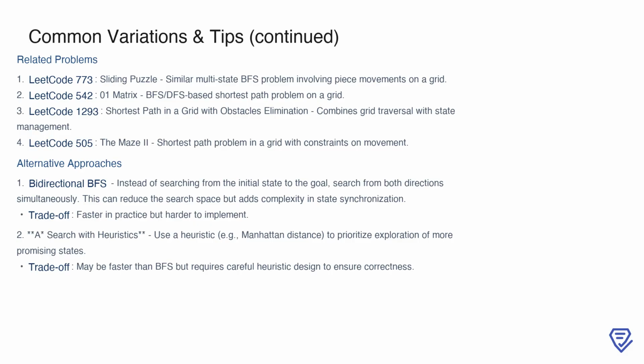In terms of alternative approaches, you might consider using bidirectional BFS. Here, you search from both the initial state and the goal simultaneously, which can significantly reduce the search space. However, this comes with the trade-off of added complexity in synchronizing states between the two search directions. Another option is A* search with heuristics, such as the Manhattan distance, to prioritize more promising states. This method can often be faster than BFS but requires careful design of the heuristic to ensure correctness and efficiency.